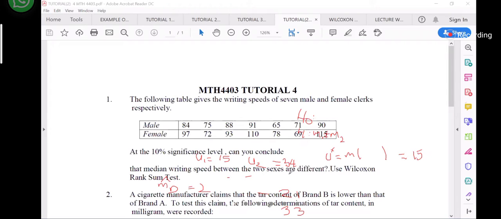So the lower is 12, the upper critical value is 37. Do we reject or not reject H naught? Do not reject. Fail to reject. Okay.